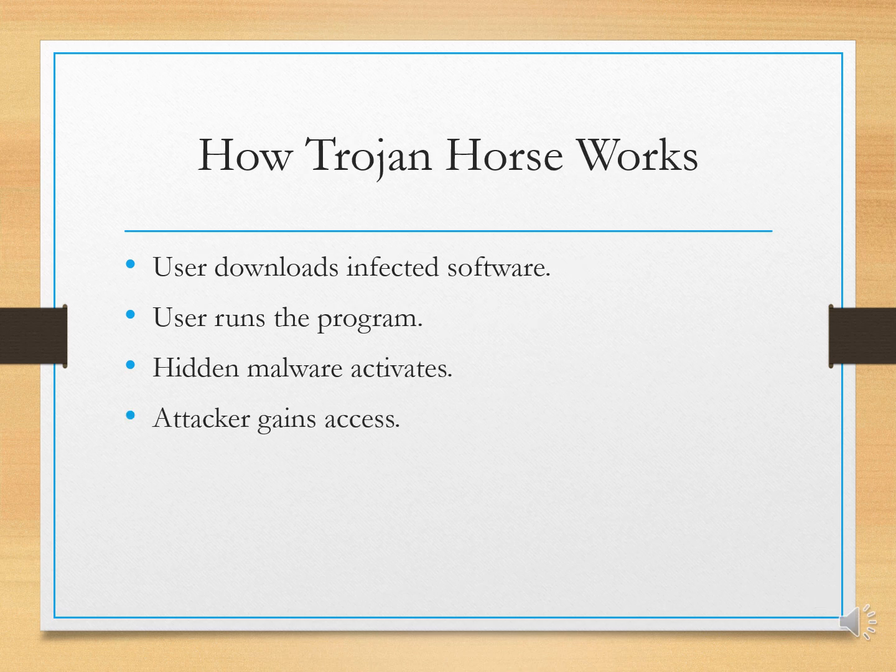Now let's understand how a Trojan horse works step by step. First, the user downloads a fake or infected software. Then the user runs it, thinking it is safe. In the background, the Trojan starts working secretly. Finally, the attacker gets access to the system without permission.